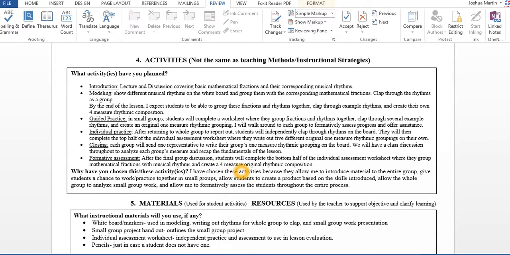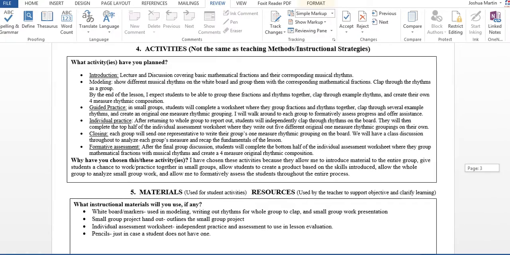I chose these activities because they allow me to introduce the material to the entire group and then give the students a chance to work and practice together in small groups. It allows the students to create a product based on the skills that we introduced and allow the whole group to analyze that work. It also allows me a chance to formally assess the students throughout the entire process.